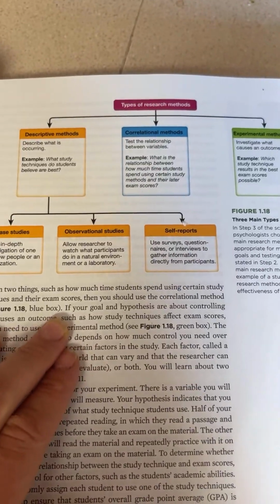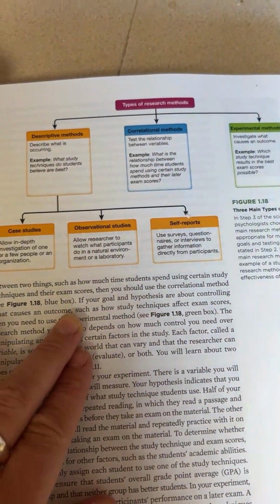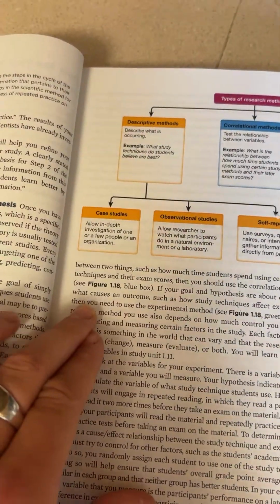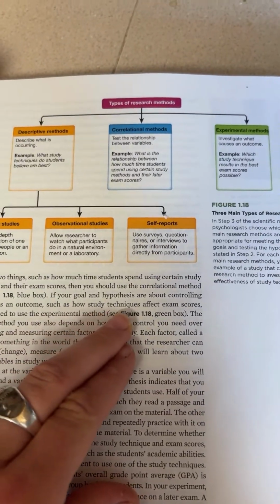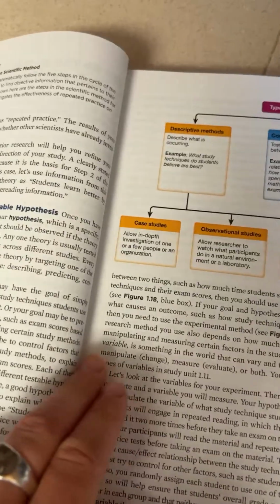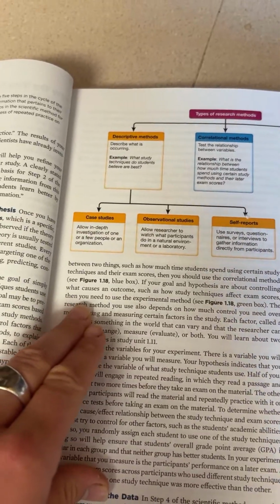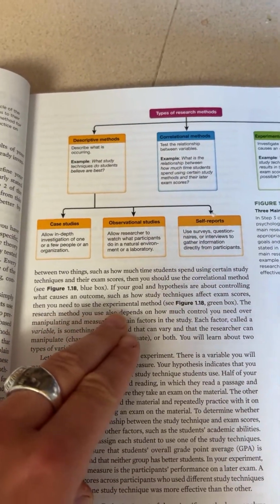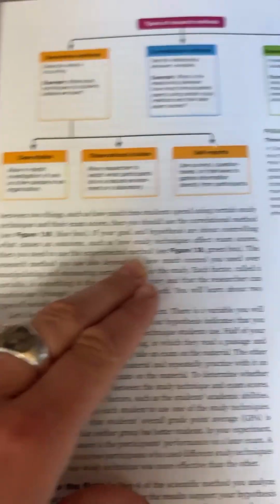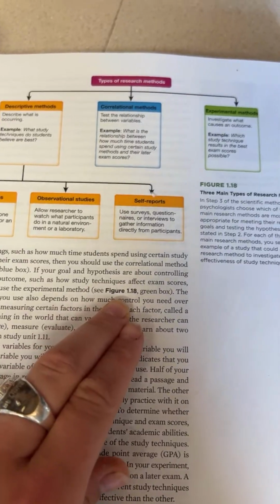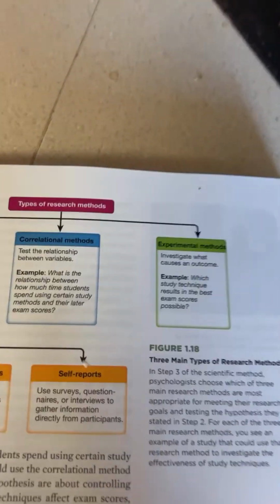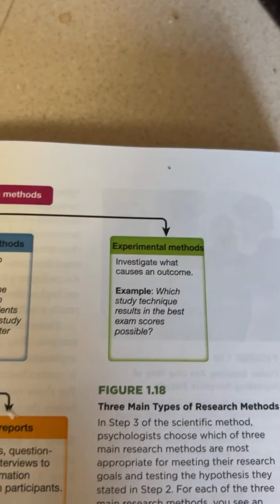If your goal and hypothesis are about controlling what causes an outcome, such as how study techniques affect exam scores, then you need to use the experimental method. See Figure 1.18, green box. Experimental.